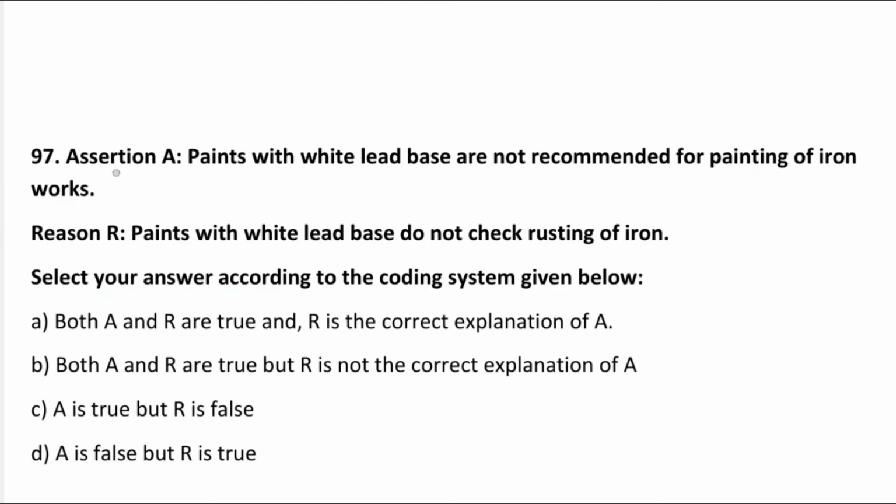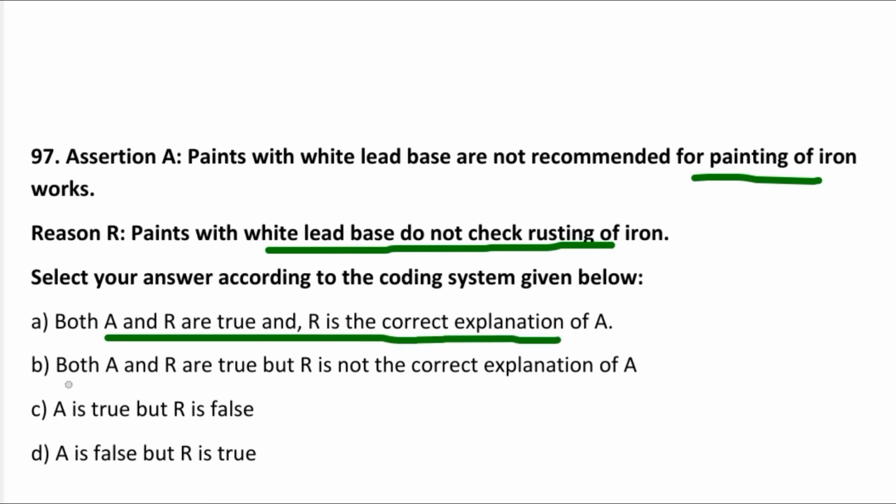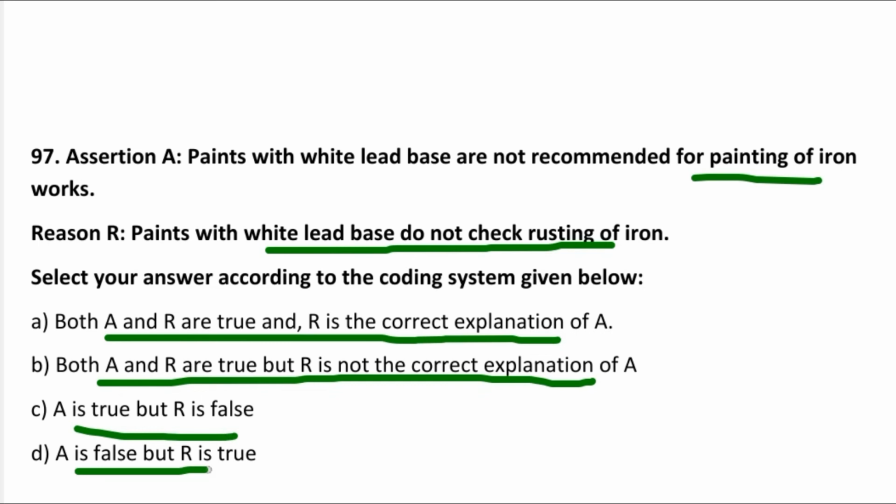So next question. Assertion A, the paints with white lead base are not recommended for painting of ironworks. Reason R, the paints with white lead base do not check rusting of the iron. Option A, both A and R are true, and R is the correct explanation of A. Option B, both A and R are true, but R is not the correct explanation of A. Option C, A is true but R is false. Option D, A is false but R is true. So the correct answer is option A, both A and R are true, and R is the correct explanation of A.